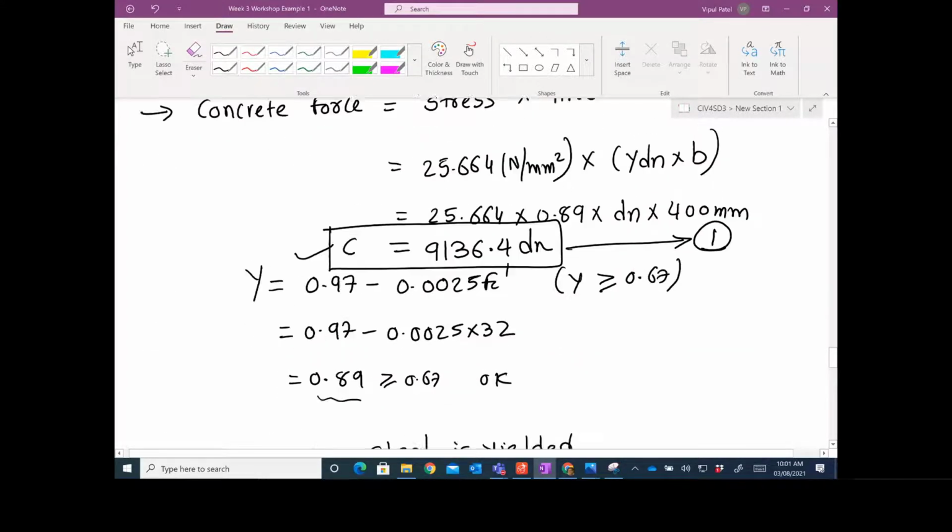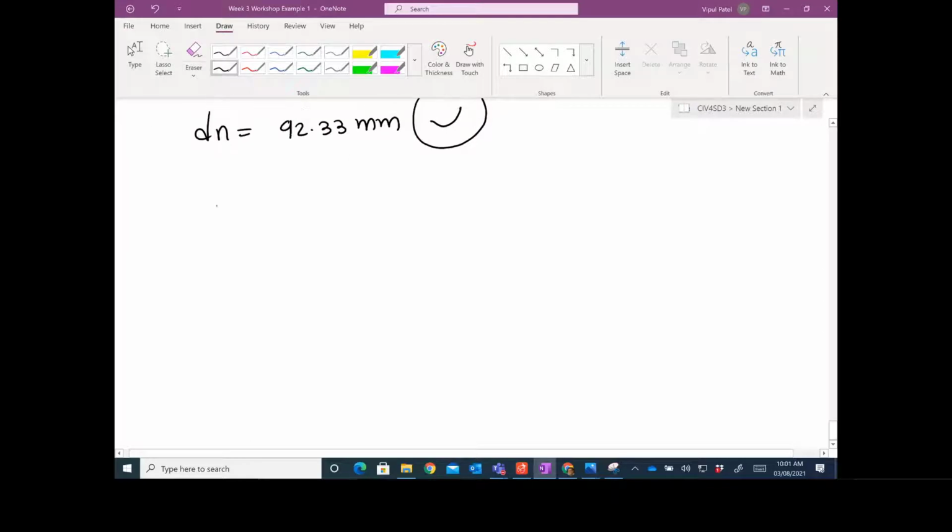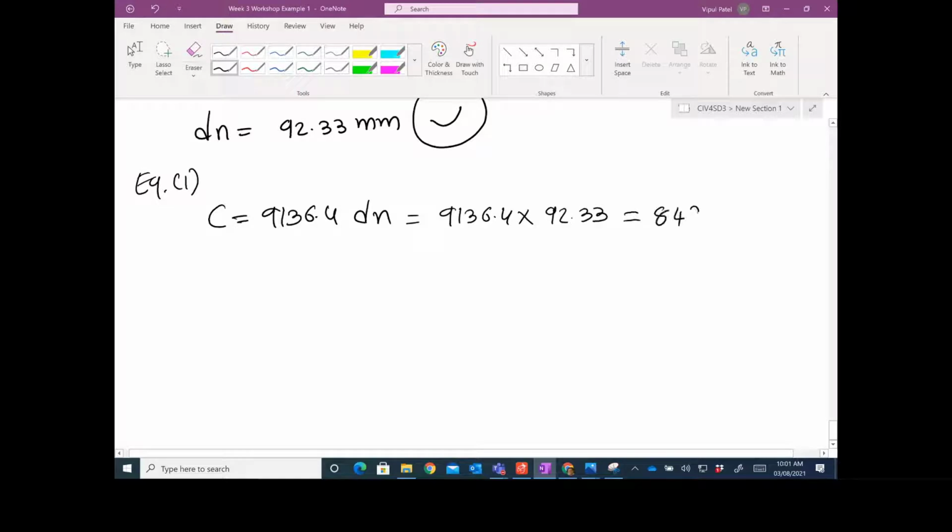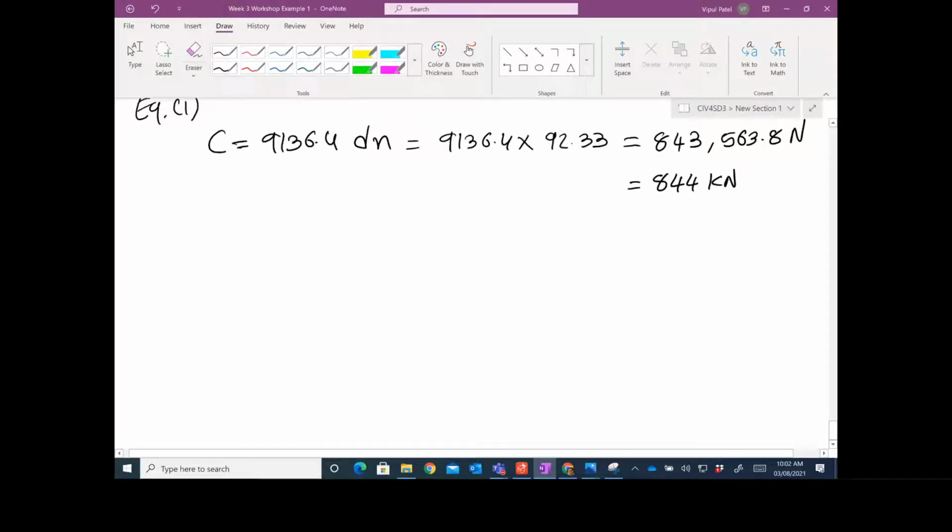If you go back and check these equations, the concrete compression force is 9136.4 dn, equation number 1. Then you say 9136.4 times 92.33, and you will get 843,563.8 newtons. It means that you will have 844 kilonewtons, just divide by 1000. So that is the compression force in the concrete. That's what we found. Now we need to calculate AST.